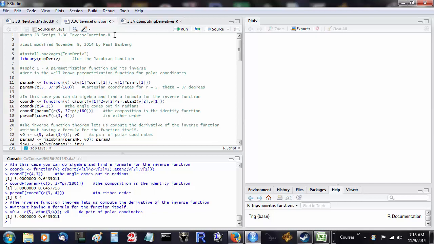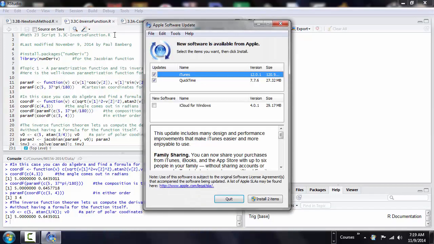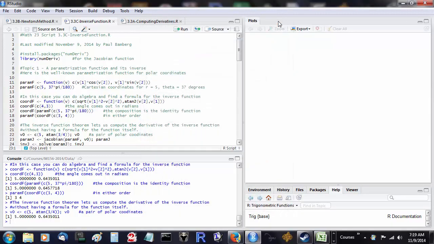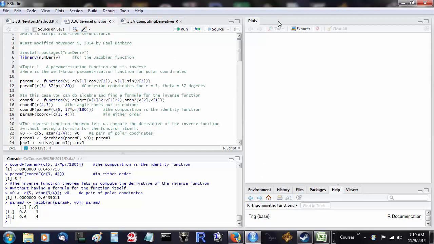Now let's calculate the derivative of the parameterization function. The parameterization function was param f. Its derivative I'm going to call param j, j for Jacobian. And there it is. It's a perfectly nice 2 by 2 matrix.